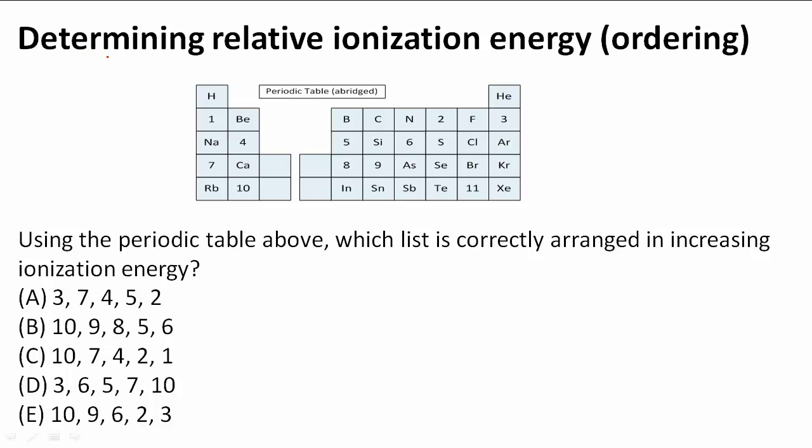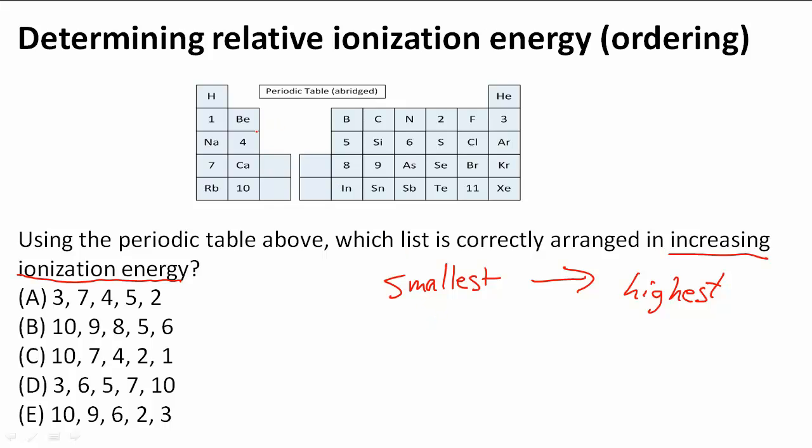Determining relative ionization energy, or ordering. In this problem it says, using the periodic table above, which list is correctly arranged in increasing ionization energy? So we want to make sure we go from the smallest energy to the highest energy. The lowest to the highest, or the smallest to the biggest would work here too. So we want to make sure we have the one that has the smallest.